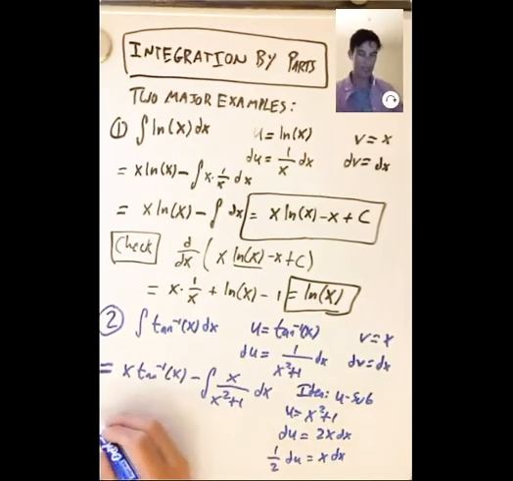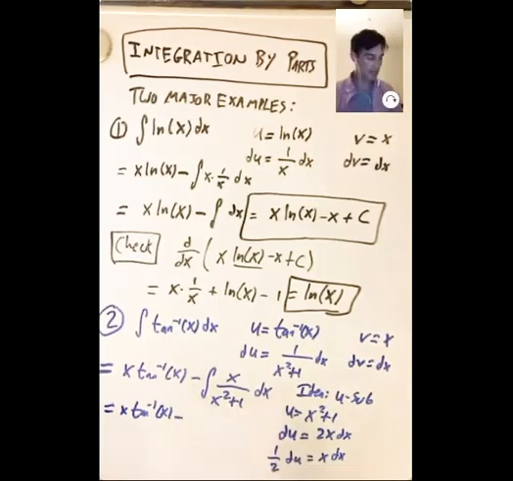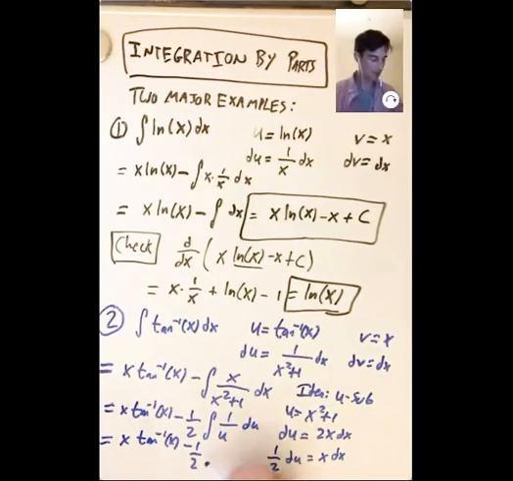So what this means, let me just rewrite this, is we get x times arctan of x minus 1/2 the integral of 1 over u du. So we get x arctan of x minus 1/2 natural log of absolute value of u. Let me do this in steps. Plus c.